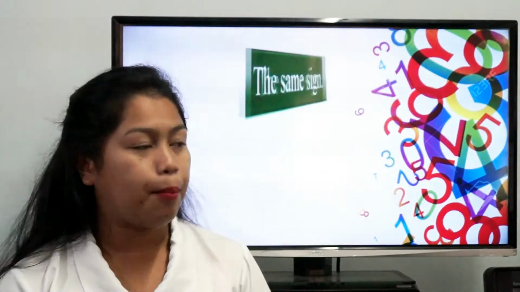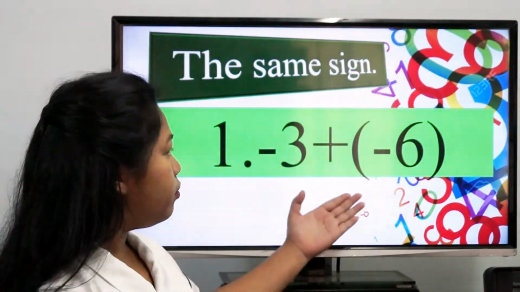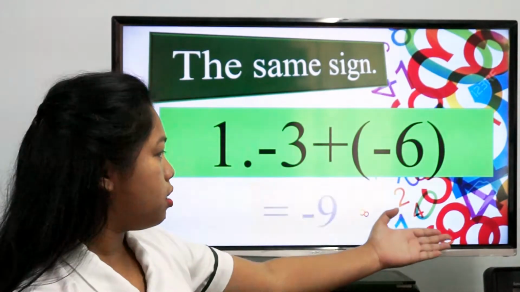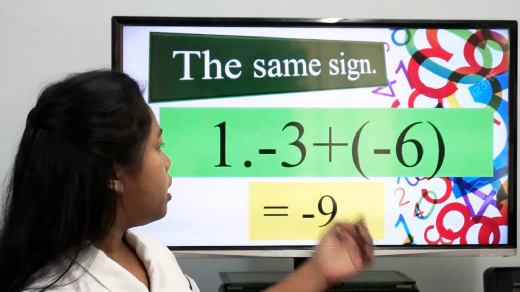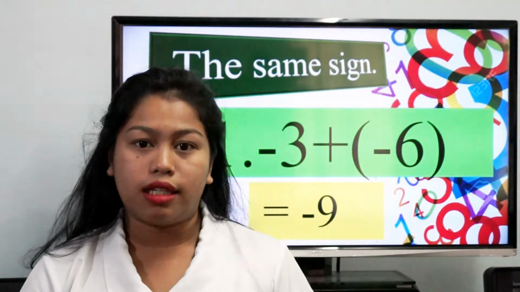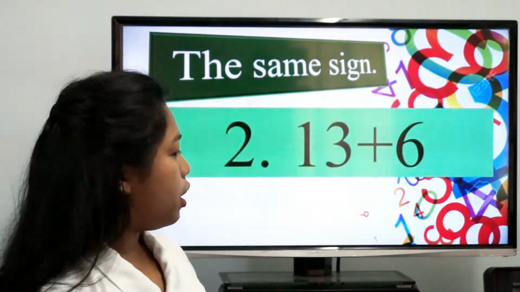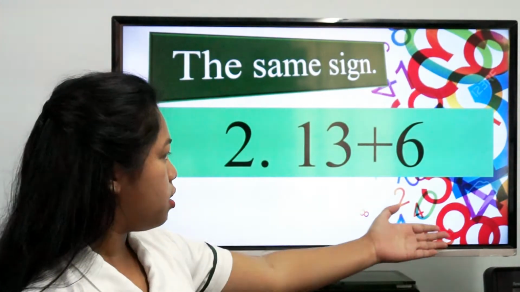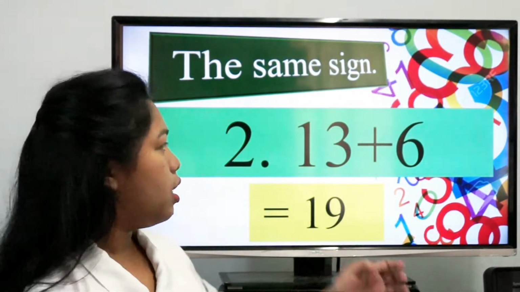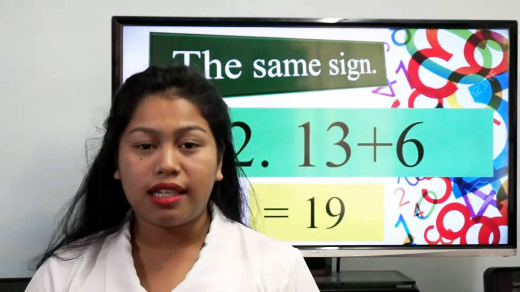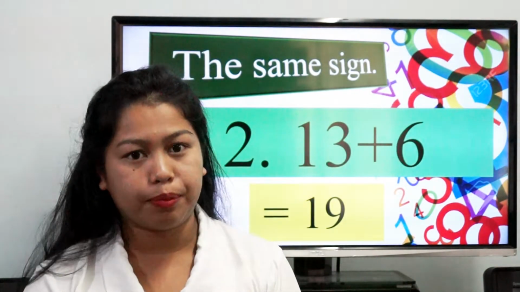Let's try this example. Negative 3 plus negative 6 is equal to negative 9, since negative is the sign that is used. The next example is 13 plus 6 is equal to 19, since positive is the sign that is used.